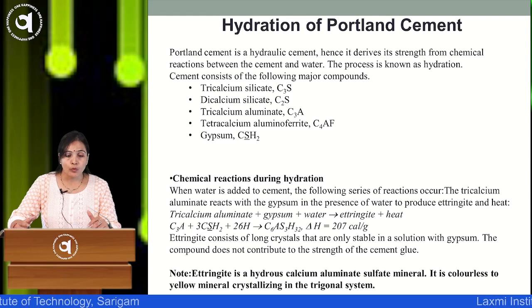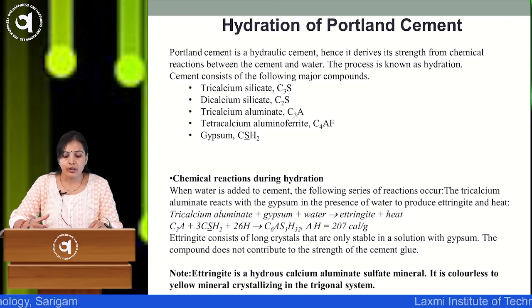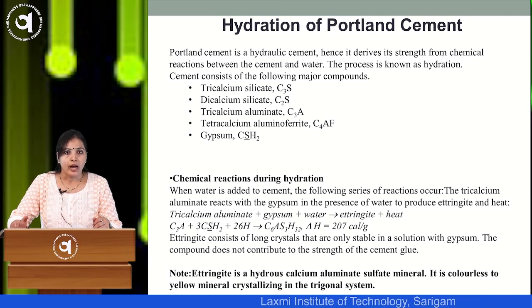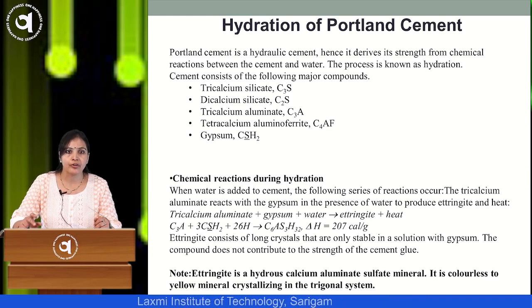Hydration of Portland cement. While mixing the water with the cement, these chemical reactions occur, and the following are the functions of these chemicals during hydration. Portland cement is a hydraulic cement, hence it derives its strength from the chemical reaction between the cement and water, and this process is known as hydration. The cement consists of 4 compounds: tricalcium silicate, dicalcium silicate, tricalcium aluminate, tetracalcium aluminoferrite, and gypsum. The formula and abbreviation are given to you. This chemical reaction we will discuss in detail.